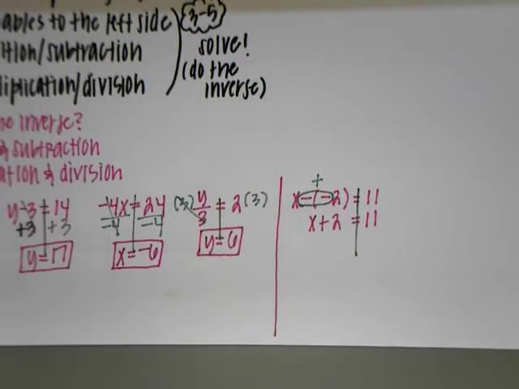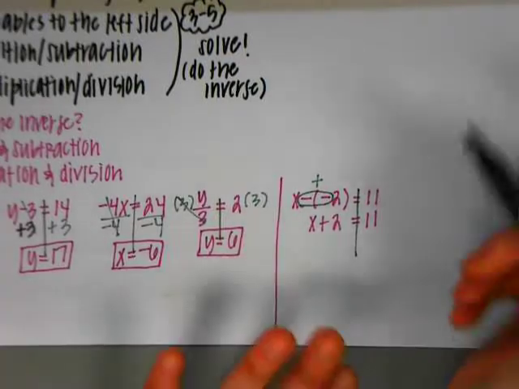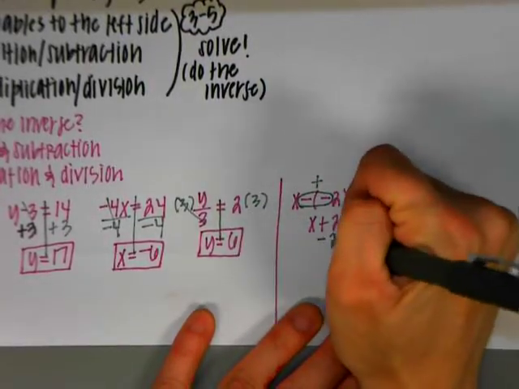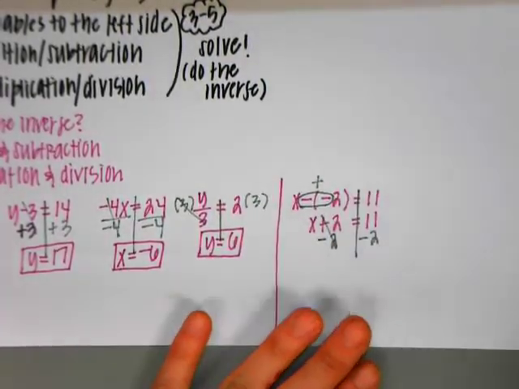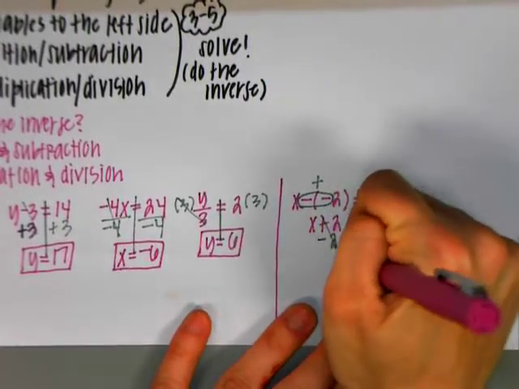Good so far? Yes? Okay, so now what am I going to do to get the x by itself? Subtract 2, you said. Yep, subtract 2. So what does x equal? 9. Yep.